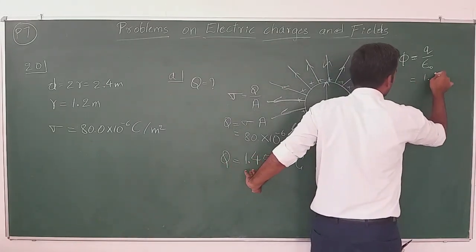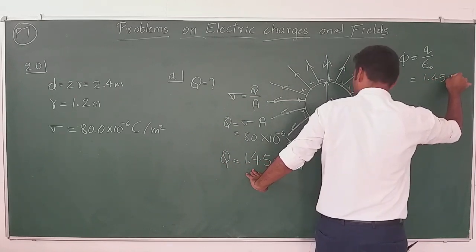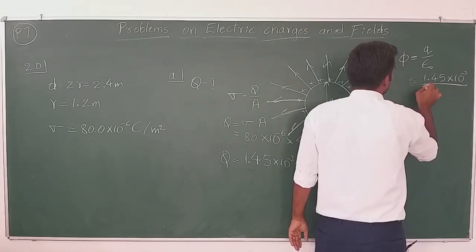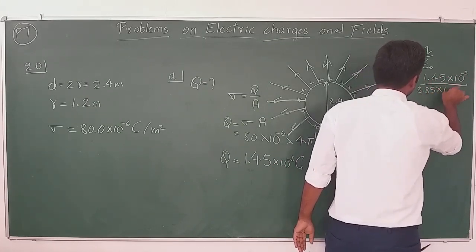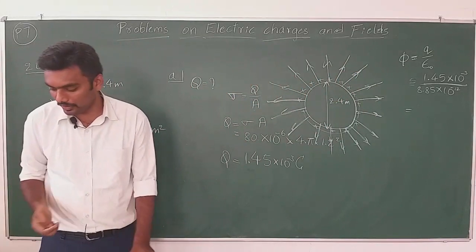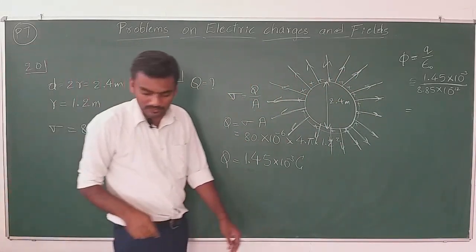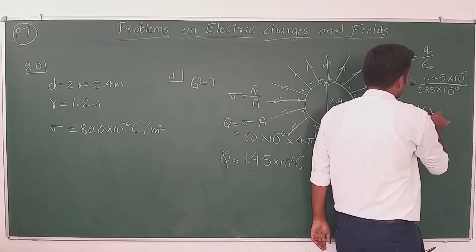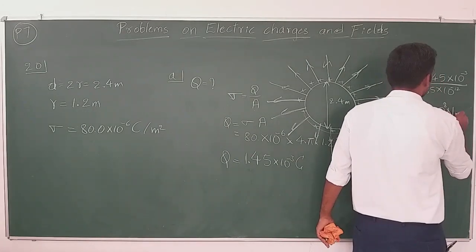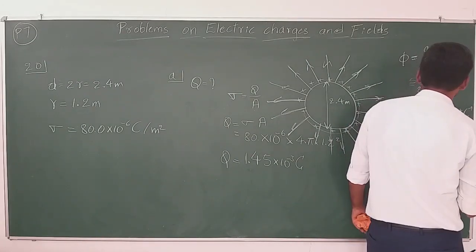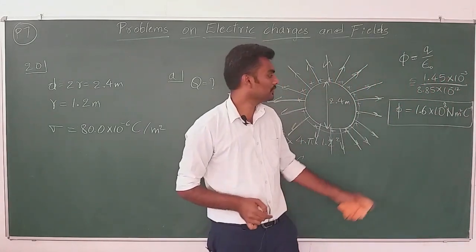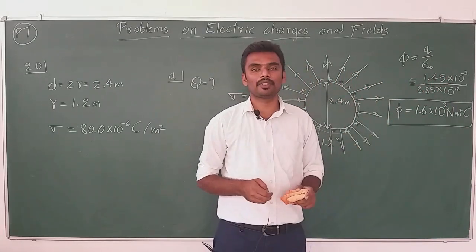We have obtained the value of q. Let me substitute it: 1.45 into 10 to the power of minus 3, and epsilon naught is 8.85 into 10 to the power of minus 12. Simplify them and you will have the value of total flux as 1.6 into 10 to the power of 8 Newton meter squared per coulomb. So this is the total electric flux through the Gaussian surface we have assumed.